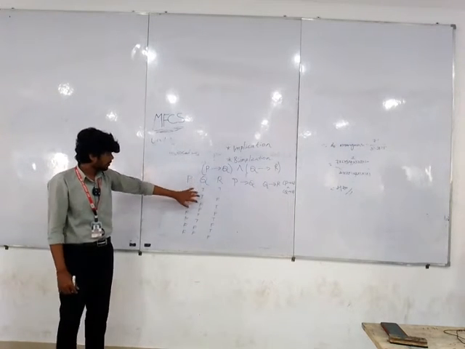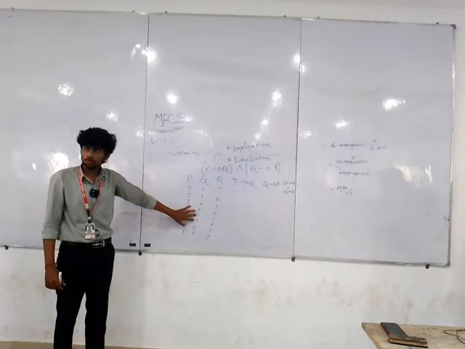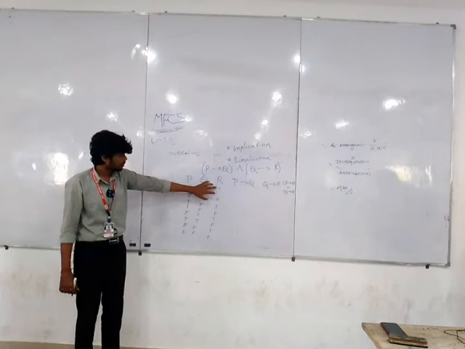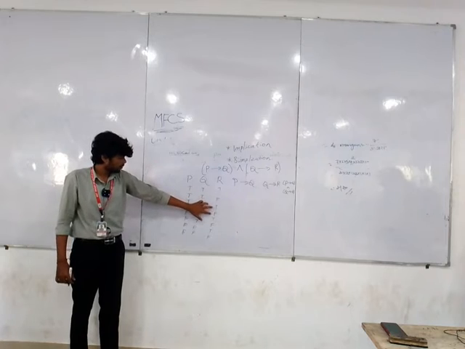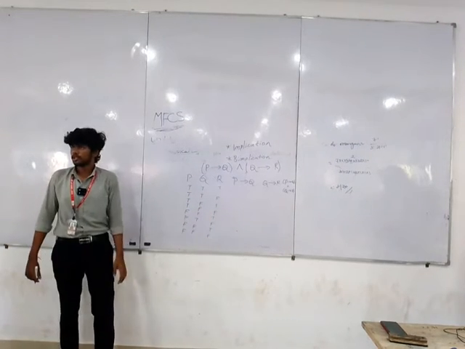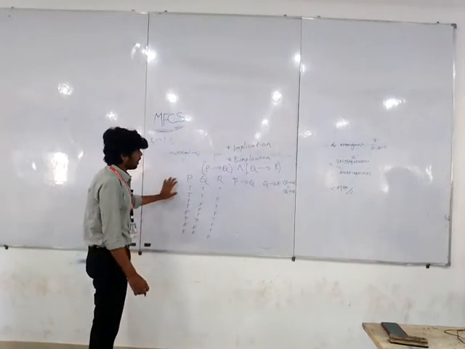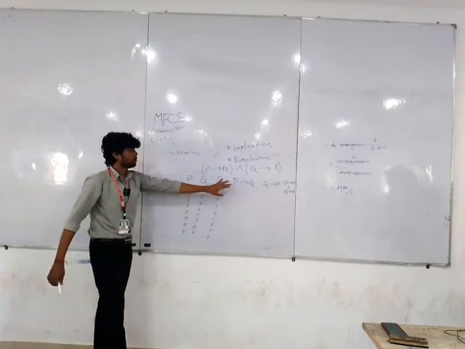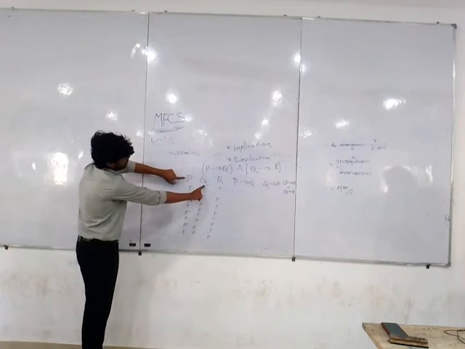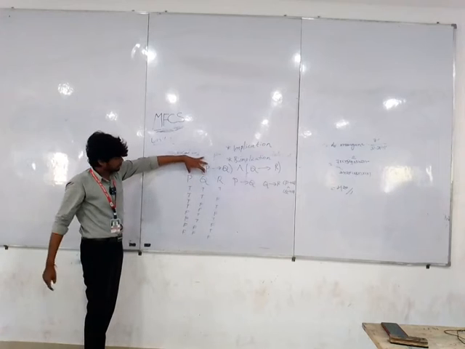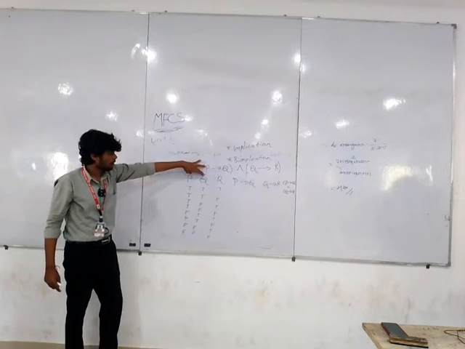and in the second one I wrote 2 true, 2 false, 2 true and 2 false, and in the third one I wrote 1 true and 1 false, 1 true, 1 false, true false, true false. As you wish, we can write anyway. And here P implies Q, so we have to take these two columns.